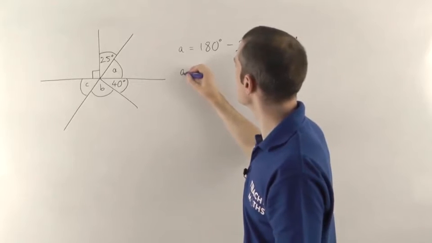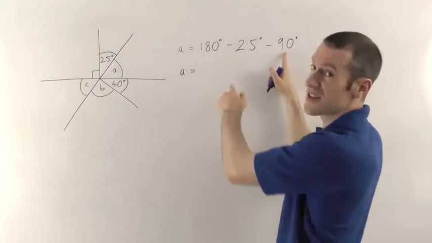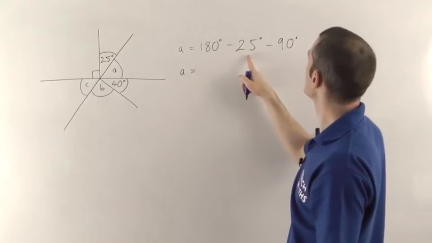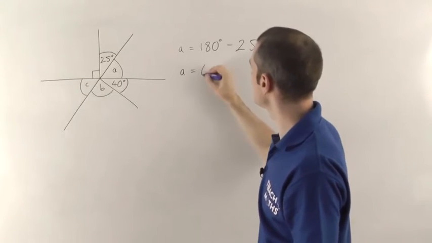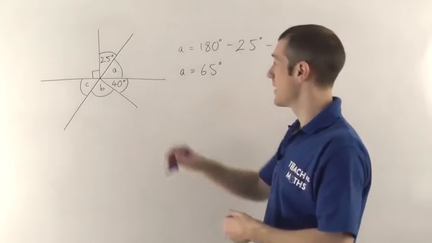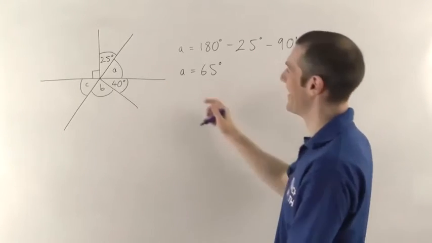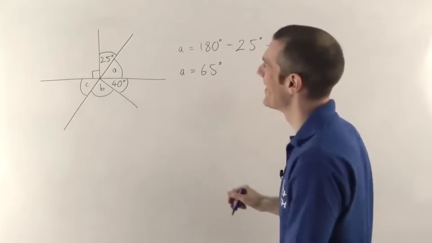So let me do that underneath now. So 180, well, minus the 90 is just going to give you 90. Take away another 25, and you're going to get 65. So A is going to be 65 degrees.